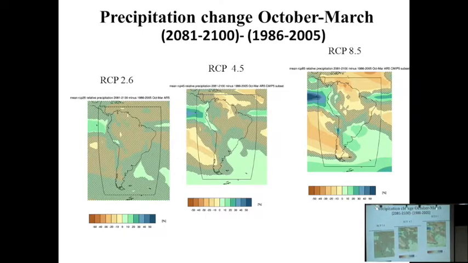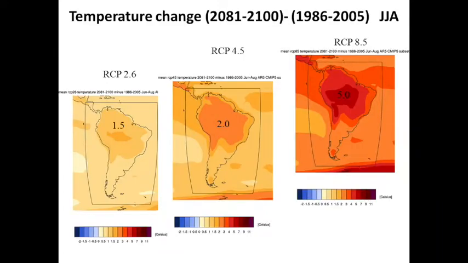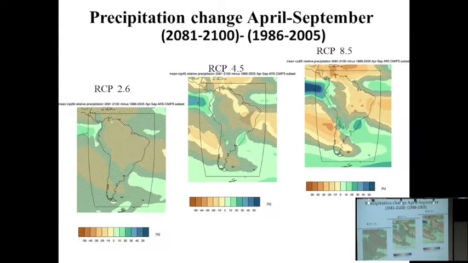Yeah, we see that in this region there will be a reduction, but in the south, for example, here, in the south, there will be an increase, as well as in the north. In central Chile, there will be a reduction in the projections. And tomorrow we will see that this is related to the displacement of the storm tracks to the polar region.